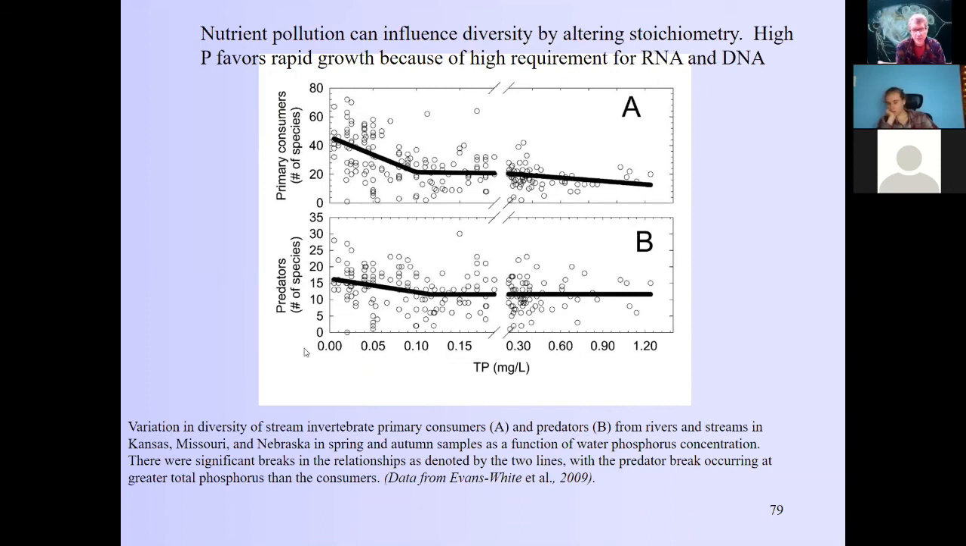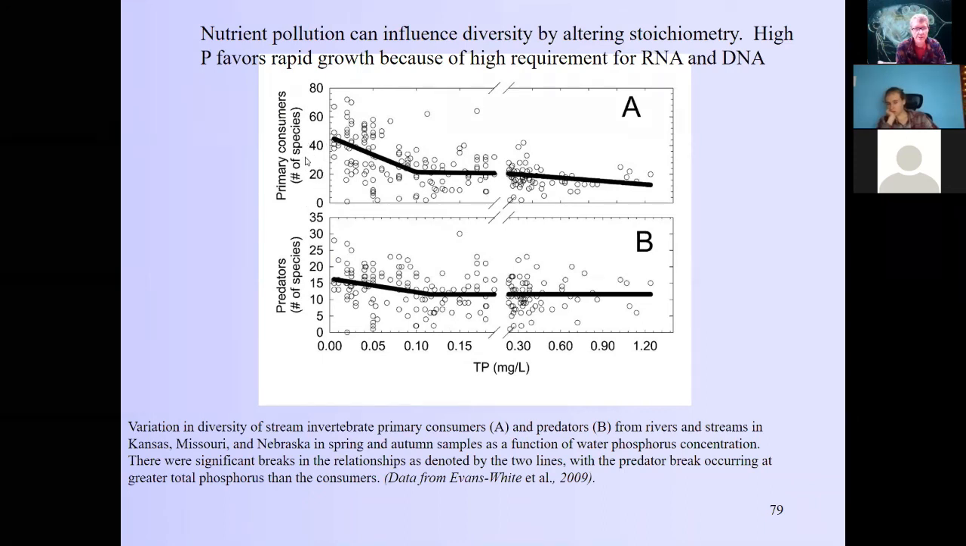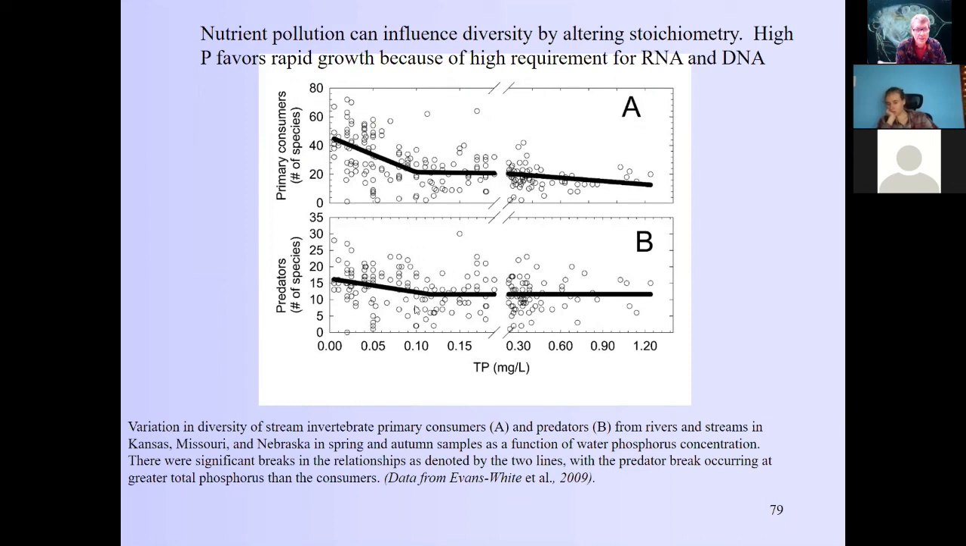Total phosphorus is on the x-axis, so that is the independent variable. And the dependent variable is the diversity of stream invertebrates. And what we see is at low phosphorus concentrations, the diversity is the highest. So this is low amounts of phosphorus pollution. And it goes up, it drops for a while, and then it kind of levels off until we get up to a high enough phosphorus.